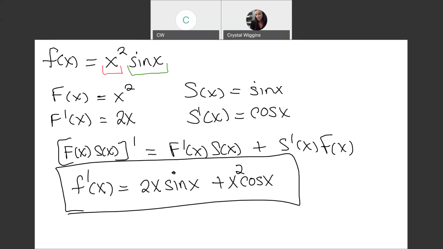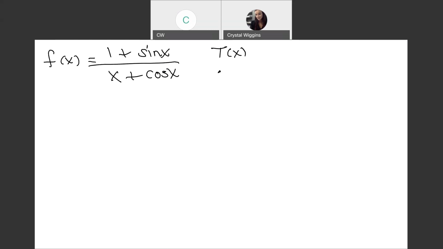Let's try another one. Let's try one and recall the quotient rule. So let's say that f of x is equal to 1 plus sine of x divided by x plus cosine of x. Now, when I take a look at this, the overall picture, the biggest rule is that division, which is where I get the quotient rule. So recall that the quotient rule, if we are dividing the top function divided by some bottom function and would like to take the derivative, the order does matter this time because there is a subtraction in the formula.